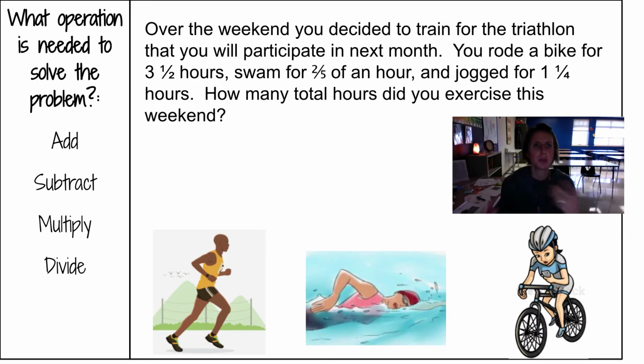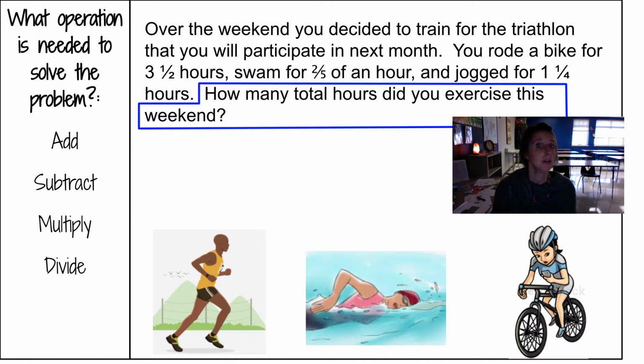Let's look at an example. You don't need to write this down. Over the weekend, you decided to train for a triathlon that you will participate in next month. You rode a bike for 3.5 hours, swam for 2/5 of an hour, and jogged for 1.25 hours. How many total hours did you exercise this weekend? What's my question here? Or what am I trying to figure out? How many total hours I exercised this weekend?